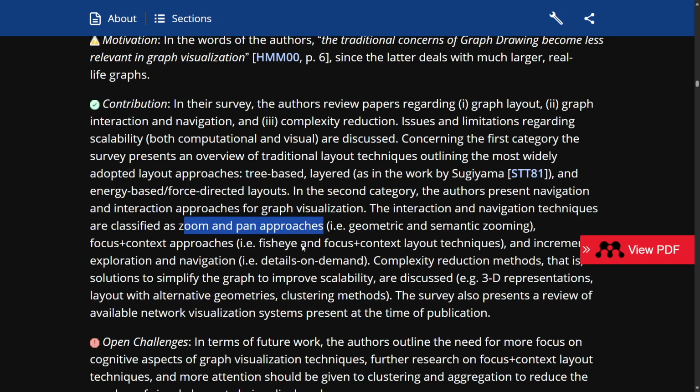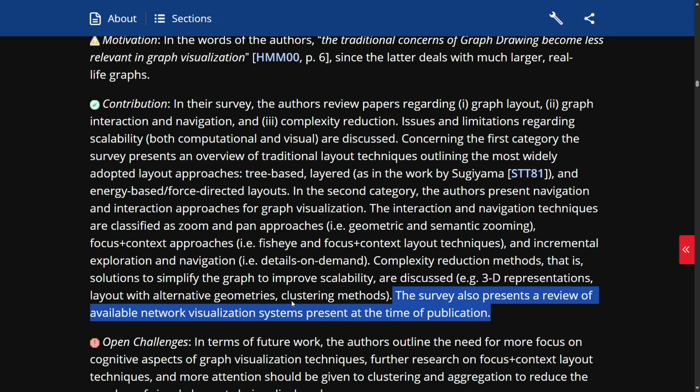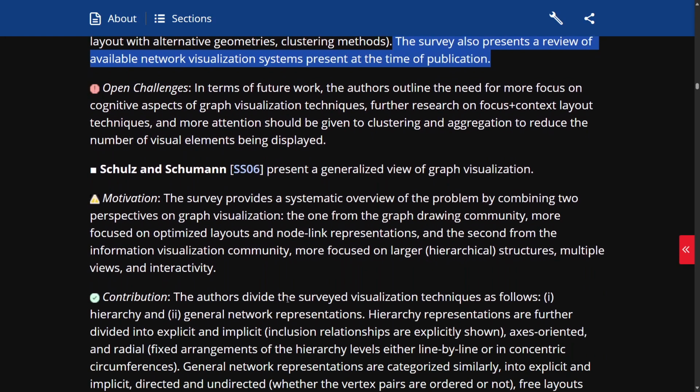Geometric and semantic zooming, focus plus context approaches, i.e. fisheye and focus plus context layout techniques, and incremental exploration and navigation, i.e. details on demand. Complexity reduction methods, that is, solutions to simplify the graph to improve scalability, are discussed, for example 3D representations, layout with alternative geometries, clustering methods. The survey also presents a review of available network visualization systems present at the time of publication.